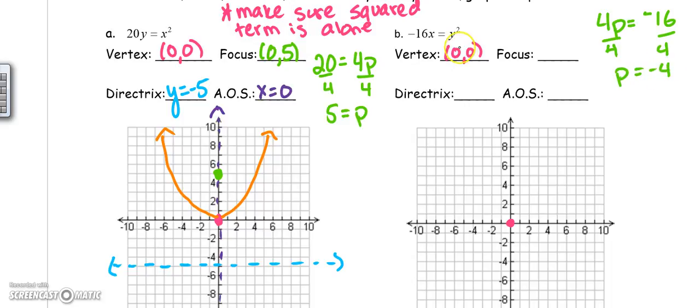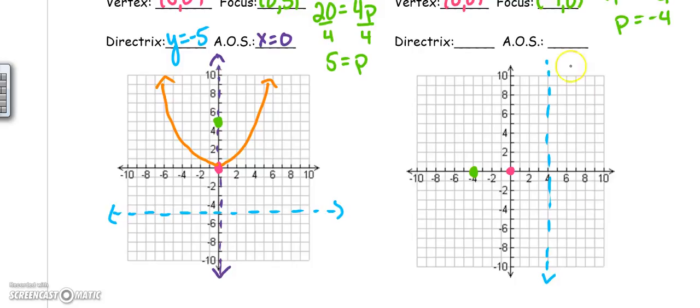Now, since the y is squared, that means that it would be opening left or right. And since there's a negative sign in here, that means we want to open in the negative direction, which would be to the left. So to get the focus, I'm going 4 units to the left. So 1, 2, 3, 4. And that would be the point (-4, 0). Now the directrix is going to be the opposite direction. So 1, 2, 3, 4. And that would be the line x equals 4.